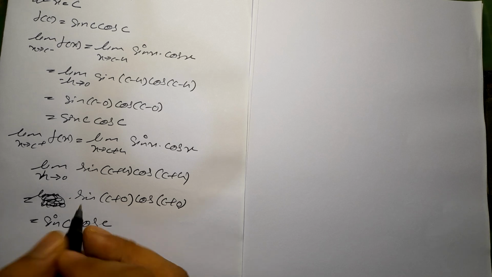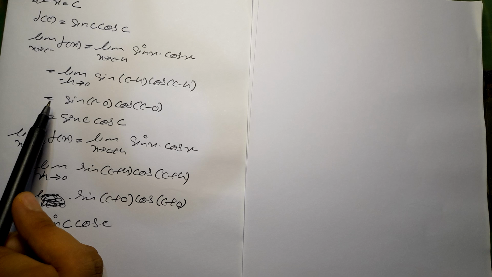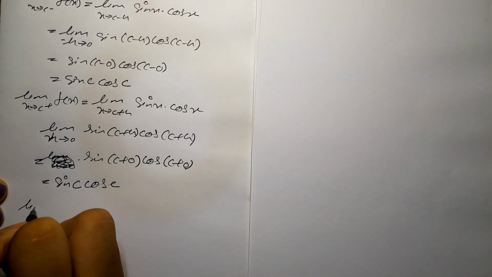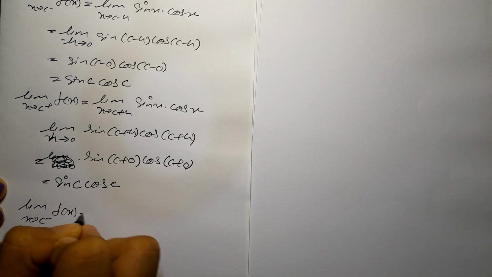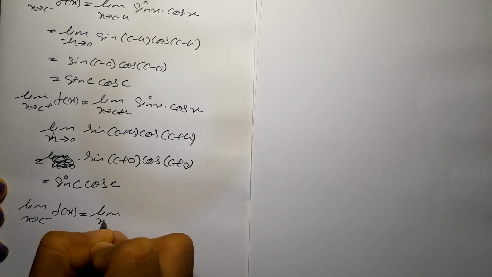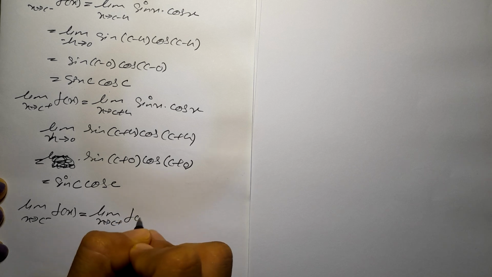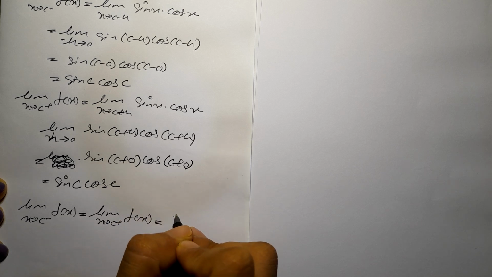See, left and right hand limit we got sin c cos c, left hand limit sin c cos c, f of c sin c cos c. These three are equal, therefore it is continuous. So limit x tends to c minus f of x is equal to limit x tends to c plus f of x equal to f of c. Therefore it is continuous.